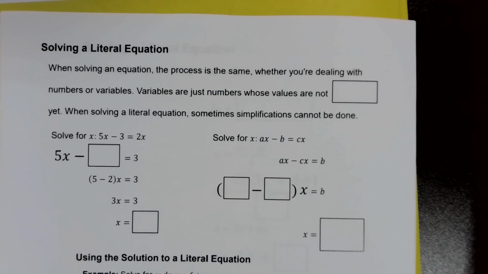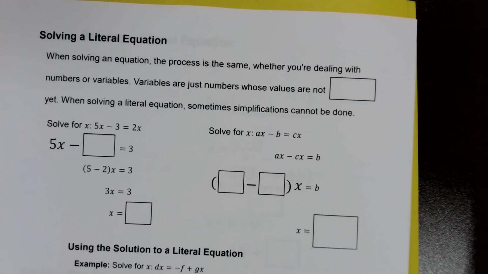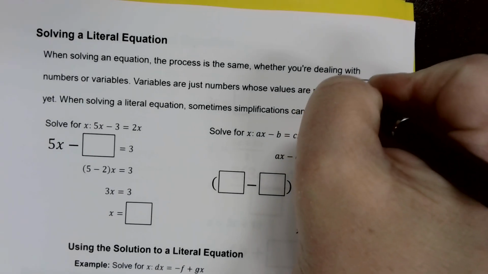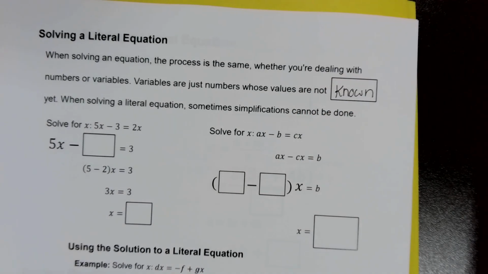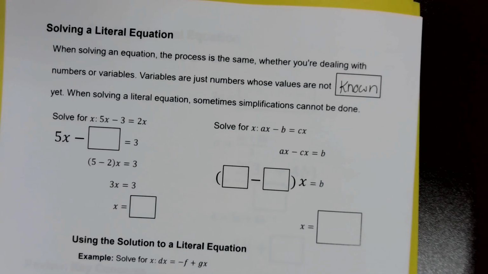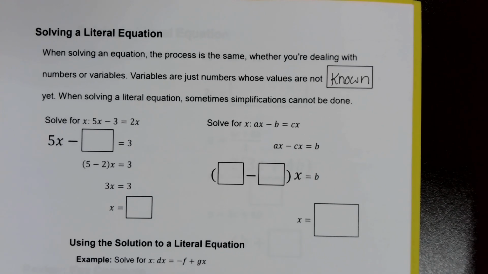Okay. So when we solve a literal equation, the process is the same whether you're dealing with numbers or variables. Variables, remember, are just numbers whose values are not known yet. Working on knowing what they're worth. And when solving a literal equation, sometimes simplifications can be done in the whole process.